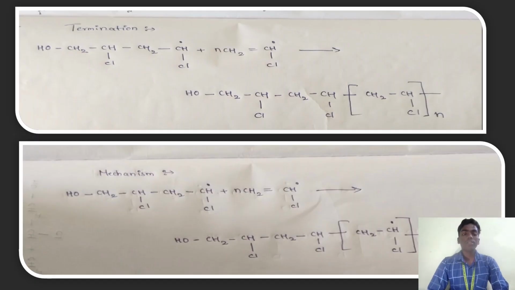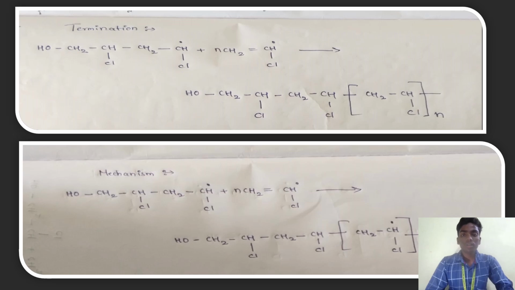Now we will see the termination reaction. The product which was formed in the propagation step, OH single bond CH2 single bond CHCl single bond CH2 and the radical CHCl, reacts with n number of vinyl chloride, and it gives the product OH single bond CH2 single bond CHCl, and again with the vinyl chloride, CH2 double bond CHCl, n number of times. The mechanism of this termination is OH single bond CH2 CHCl CH2Cl.